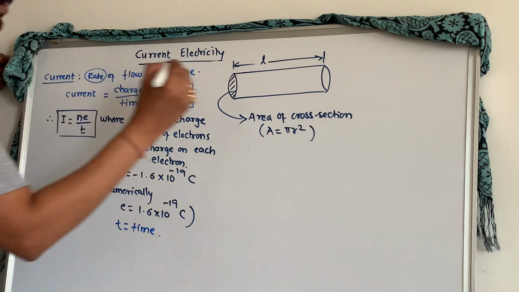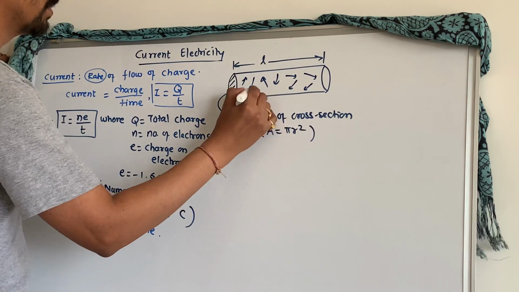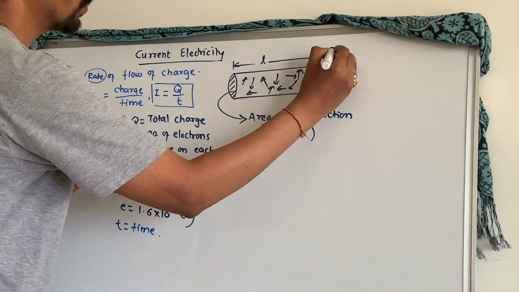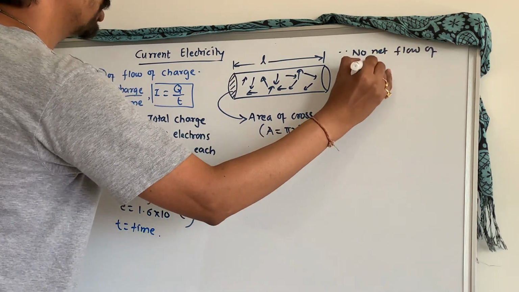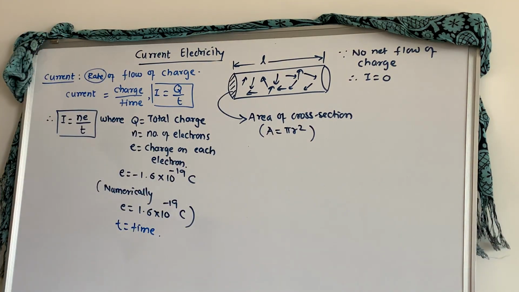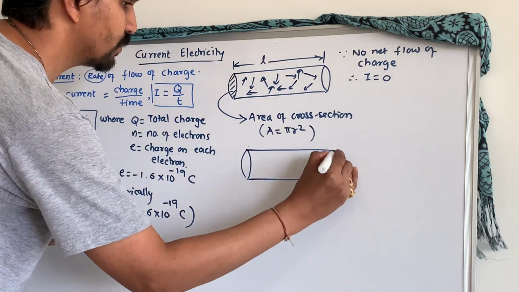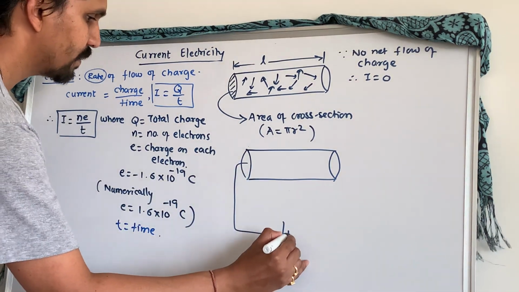Now electrons are randomly moving in all possible directions. Since there is no net flow of charge, we can say current I is equal to 0. Now I want current in this conductor, so I will connect this to a cell. The same conductor is now connected to a cell.